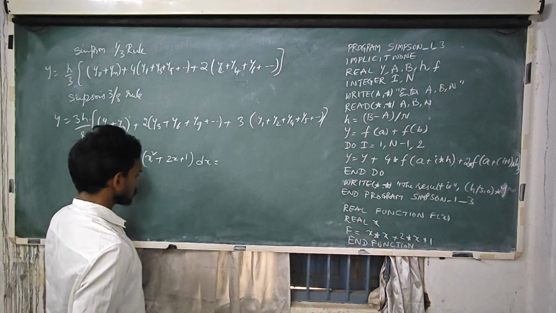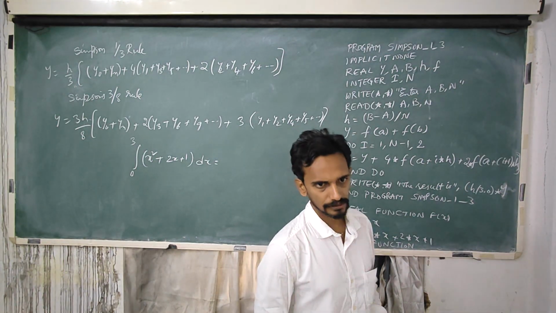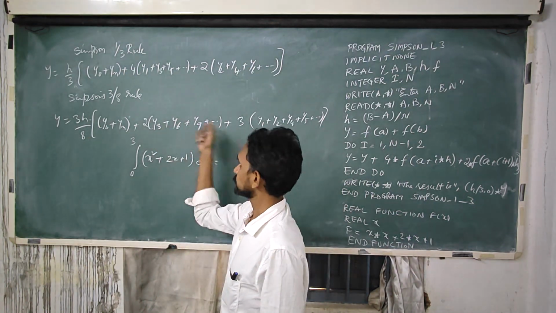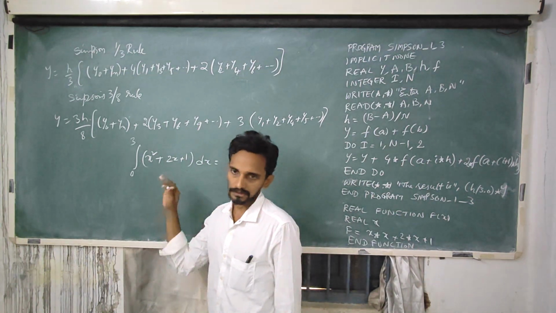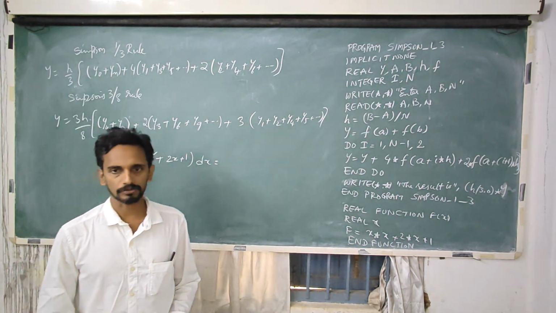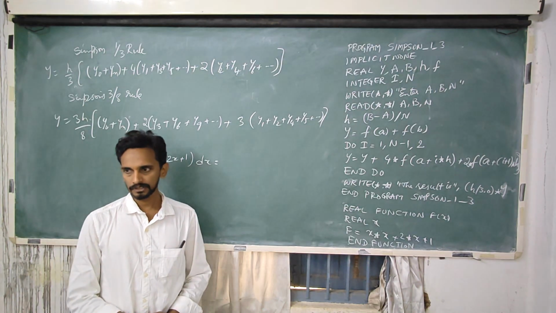So it is convenient to take the number of intervals to be multiples of 3, because here we are considering each 3 terms separately. It is more convenient to consider the number of terms to be multiple of 3, either 6, 9, 12 kind of.